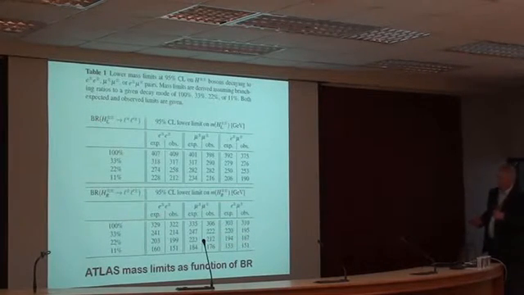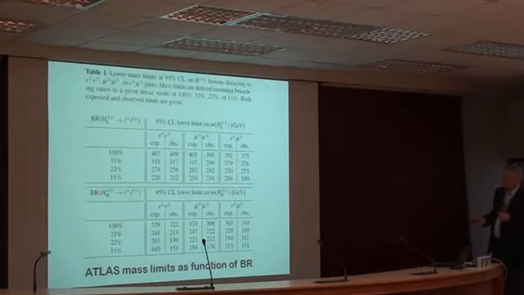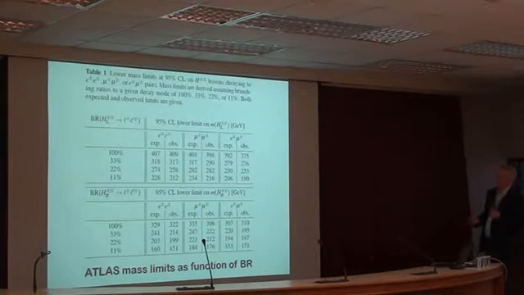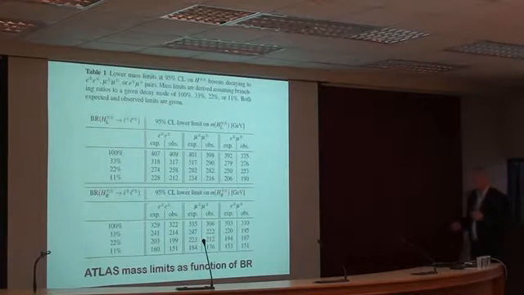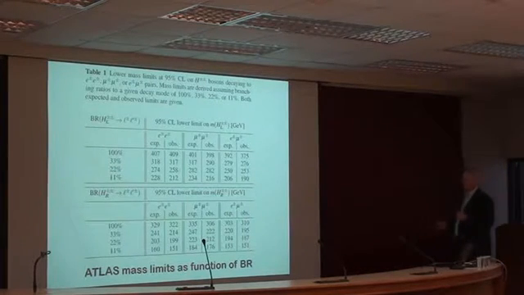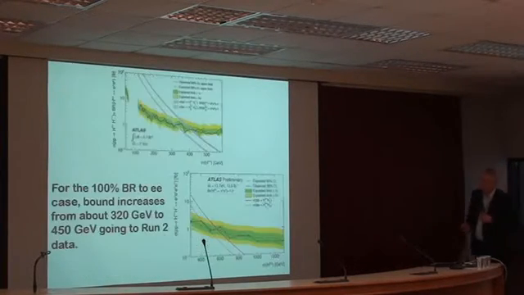ATLAS also provided a kind of table that allows you to interpolate between different branching ratio assumptions for these scalars. The Zee-Babu one is analogous to the right-handed doubly charged scalar in left-right symmetric models. Okay, so this is the kind of information, the kind of bounds you got from run 1.